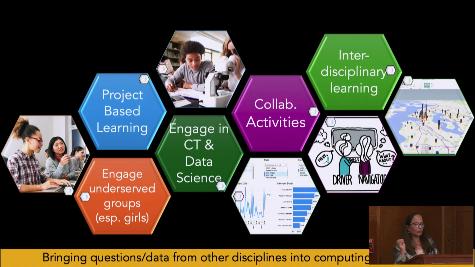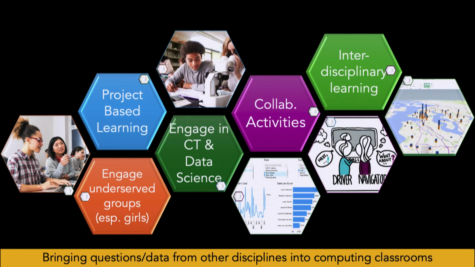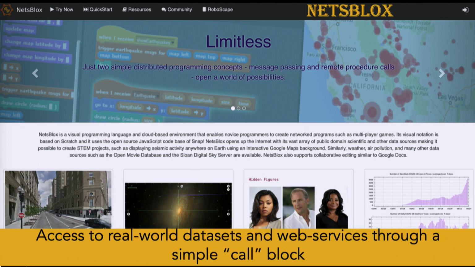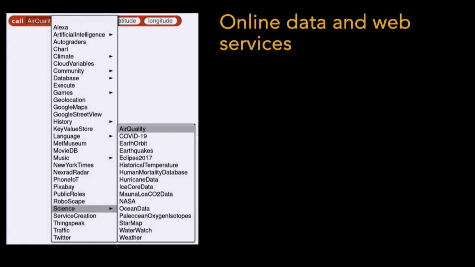The unique piece here is that we're bringing questions and data from other disciplines into AI classrooms. And we use NetsBlocks, which is an extension of the Snap block-based programming environment. And basically, there's one block that they have added that essentially opens up Snap to the internet, unleashing a world of possibilities by allowing you to access real-world data sets and web services through leveraging APIs. And this call block, for example, allows you to access data on air quality and COVID and hurricanes and NASA and ocean data. And all this is just under the science services. There's similarly climate and New York Times and Google Maps and movie database and image stuff and traffic and Twitter and whatnot.